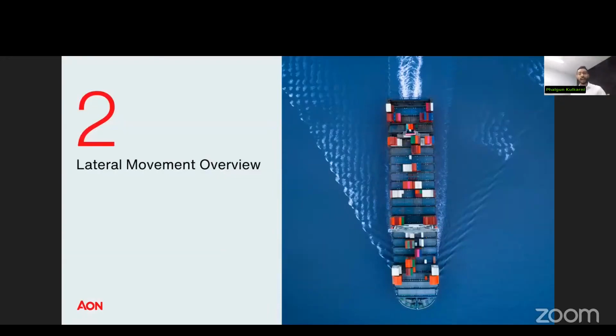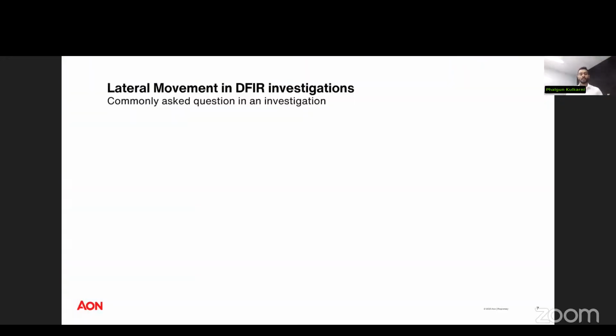Thanks, Kostya. Now let's talk about lateral movement for a bit. So in DFIR engagements, one of the commonly asked questions is how many systems were affected by a threat actor in a network? And to answer such questions, investigators need to enumerate lateral movement.